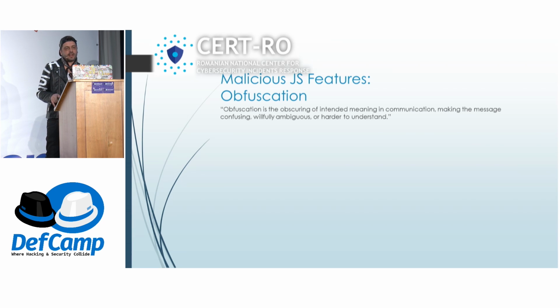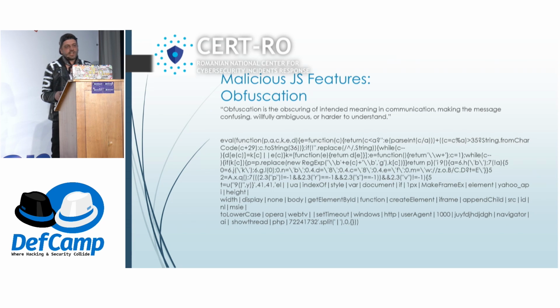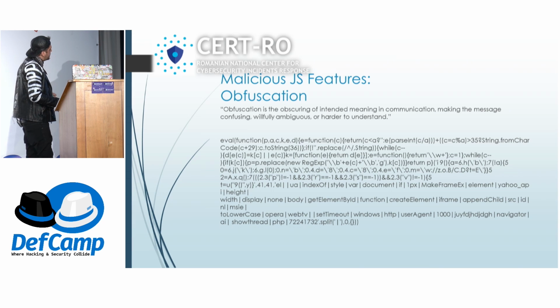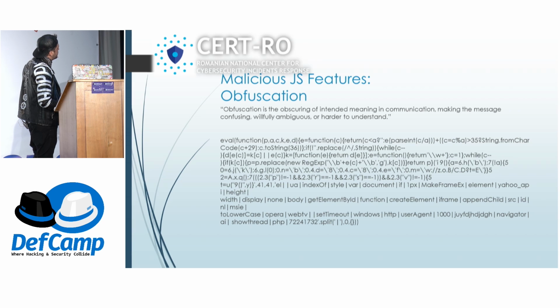And here they are. What is obfuscation? Obfuscation is the obscuring of intended meaning in communication, making the message confusing, willfully ambiguous, or harder to understand. This is again our example of obfuscated code. This is how it looks, totally awful. But we can extract some very important snippets of information from this.